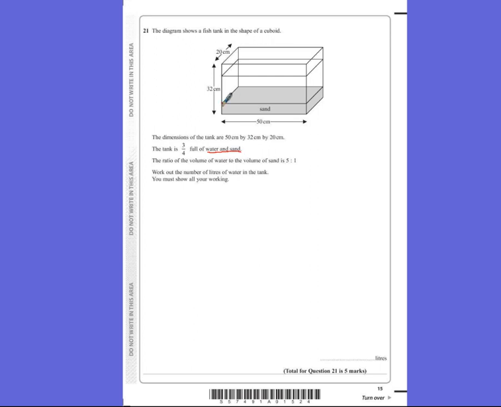So to work out the volume of water, I need this distance here, which we've got, it's 50. I need this distance here, which we've got, it's 20. And I need this distance here, which we don't have just yet. We do have the full distance, which is 32. So we need to share that out, because it's only actually 3/4 full up to here. So to get up to here, I need to find 3/4 of 32. Now to find 3/4 of 32, I divide by the bottom and times by the top.